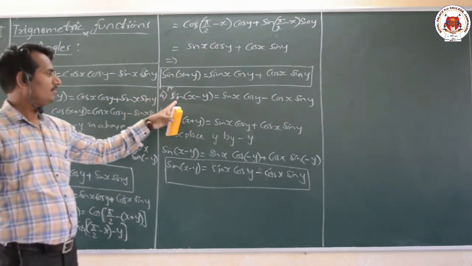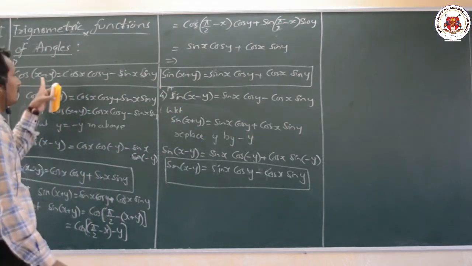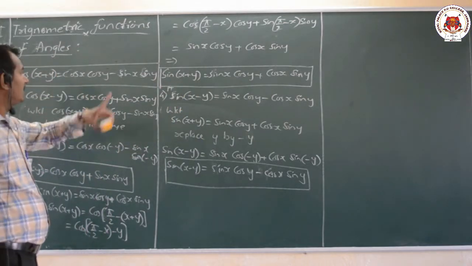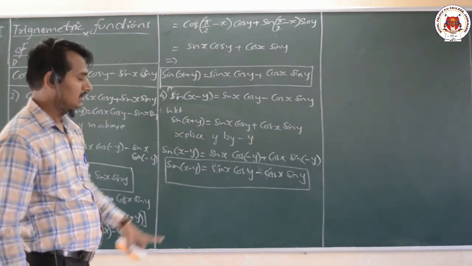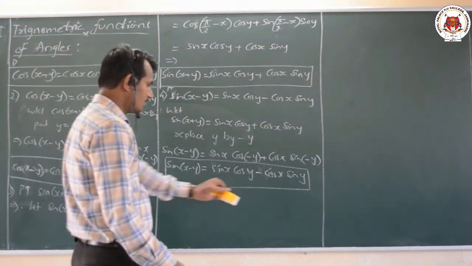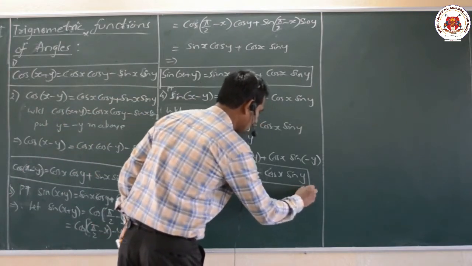What we got now: sin of x minus y, sin of x plus y, cos of x minus y, and cos of x plus y. That means depending on only this formula and the allied angle formulas, we had learnt about these four formulas. Okay dear students, now let us learn about the next one. Now what is the next one?